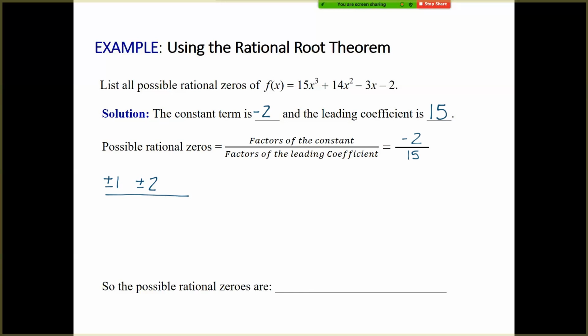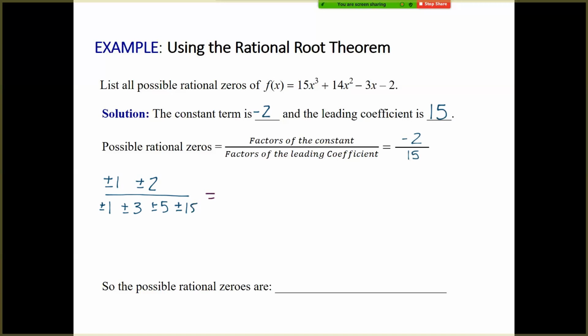On the bottom, I want you to look to find the factors of 15. Plus or minus 1, plus or minus 3, plus or minus 5, plus or minus 15. So this time we have 4 factors. That's okay. Are we okay so far? So we've identified the leading coefficient and the constant, then we've taken all the factors of the constant, put them on top of a fraction, and all the factors of the leading coefficient on the bottom.